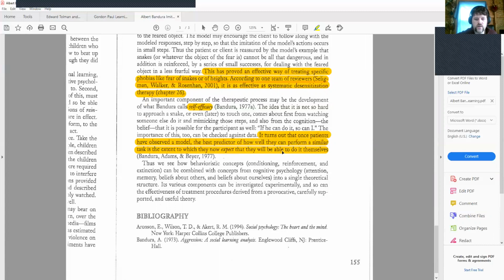And it says it turns out that once patients have observed a model, the best predictor of how well they can perform a similar task is the extent to which they now expect that they will be able to do it themselves. It's very important. The human psyche, you have to be a believer in yourself. If you have a defeatist attitude, it's very difficult to be successful.